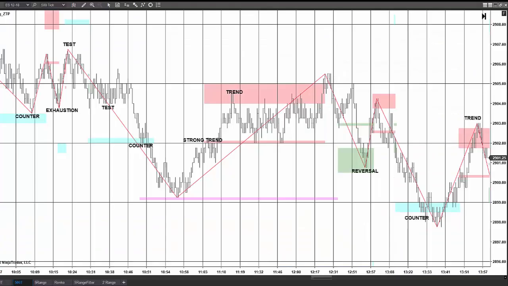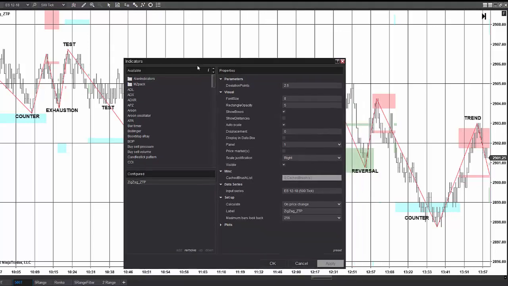The next thing we're going to do is set up 4 different charts so that we can get some information for the Excel worksheet. So the first thing we're going to do is have a 500 tick chart. And what I want to do is place one indicator on there, and that's the zigzag ZTP with a deviation points of 2.5.